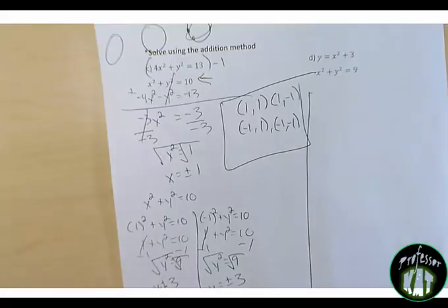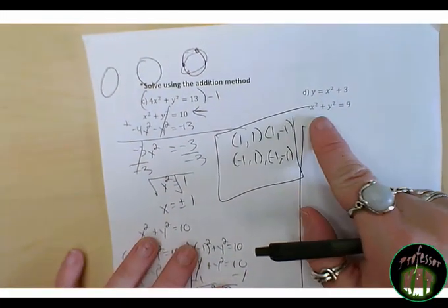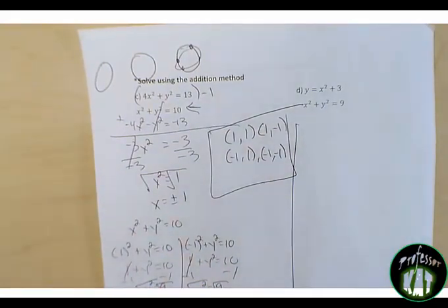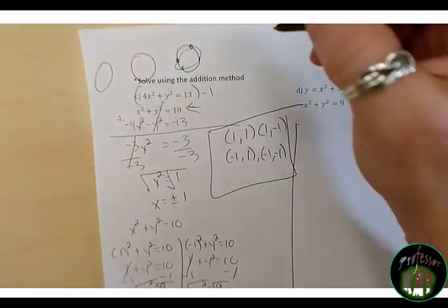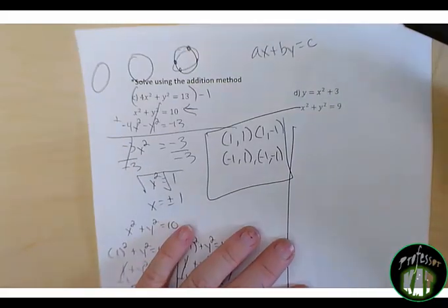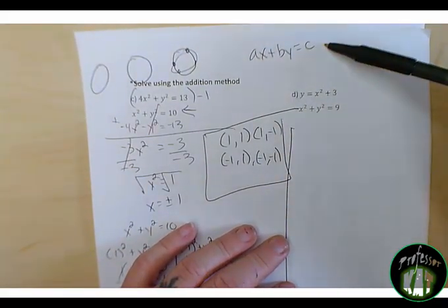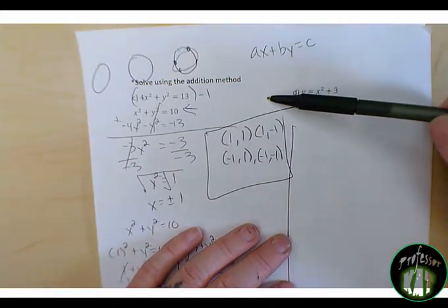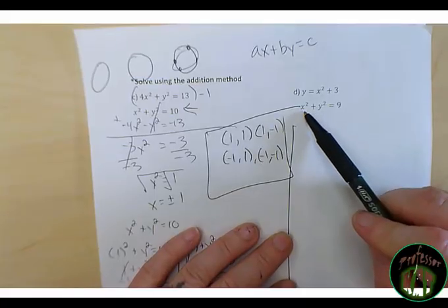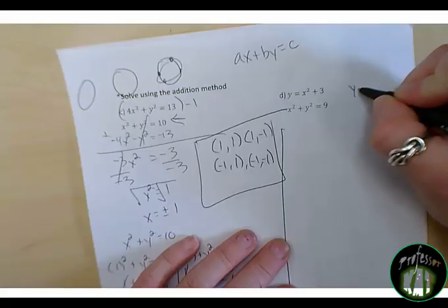Let's see what happens in our last example here. One of the things that we need to take a look at is that our equations are not in proper form. In order to do the addition method, also known as the elimination method, you want your equations to be in standard form. Standard form is this right here: ax plus by is equal to c. Our bottom equation is in standard form. We have our x plus our y is equal to our number. Our top equation is not.